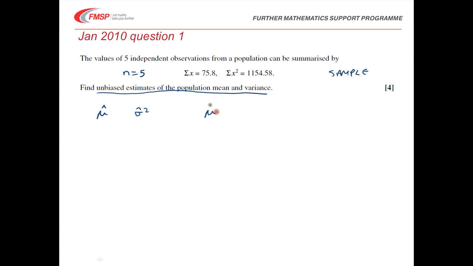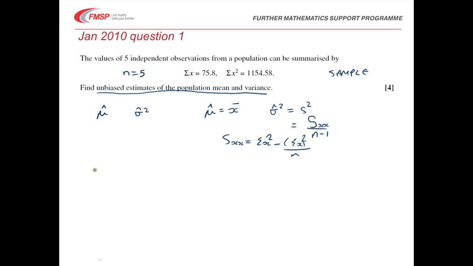And you need to know that mu hat is effectively x bar, and you need to know that sigma hat squared is effectively s squared. And the way we define s squared is this big thing Sxx that you saw in S1 divided by n minus 1 now instead of n. Sxx is equal to the sum of x squared minus the sum of x all squared over n. So that's the sort of tool set that we need to be able to tackle these questions.